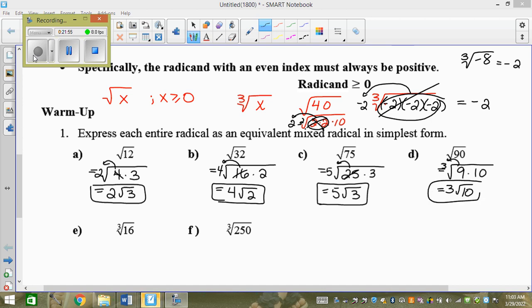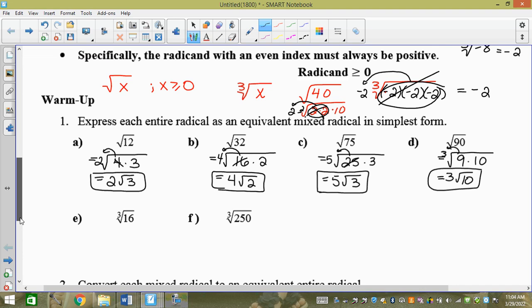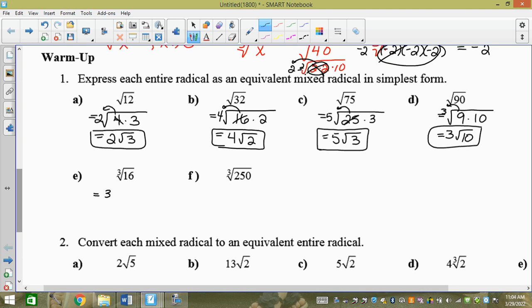Okay, cube root of 16, my friends. Ty, what does 16 break down into? What cube root? 8. 8 and 2, right? Yeah. So we get 8 times 2. When the 8 comes out, what does it actually come out as? A 2, because the cube root of 8 is 2. So we get 2 cube root of 2.